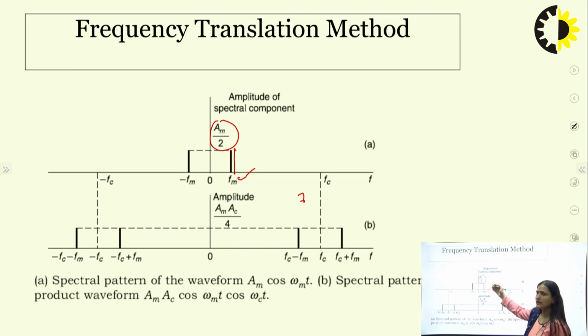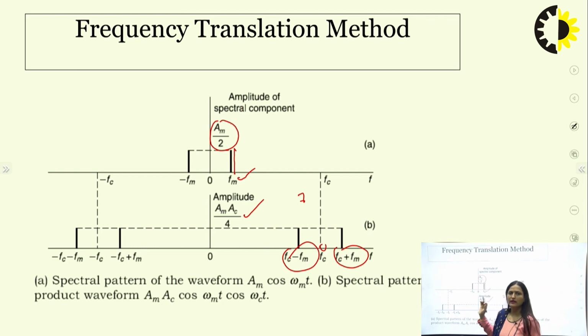After that, frequency translation is done. At frequency translation, what will happen? Amplitude of your signal is Am Ac by 4, right? And we are getting a signal at two frequencies. One frequency is fc plus fm and another is fc minus fm. And fc is the center point, the reference point. Left hand side and right hand side are the replica. So it is drawn on both the sides. So see here, this is your one frequency component at fm.